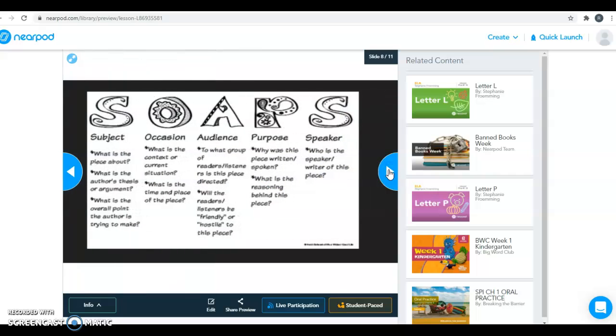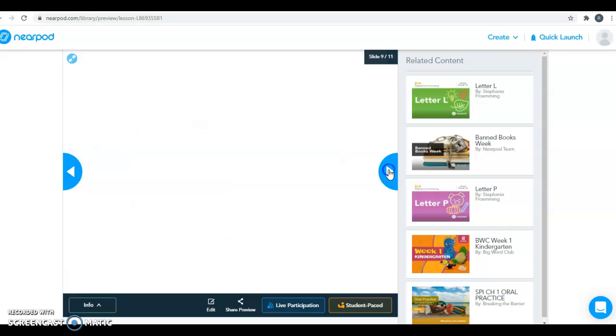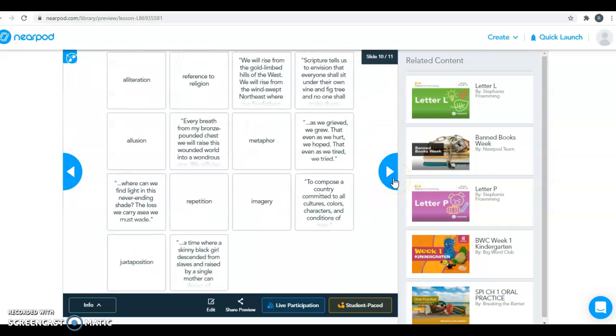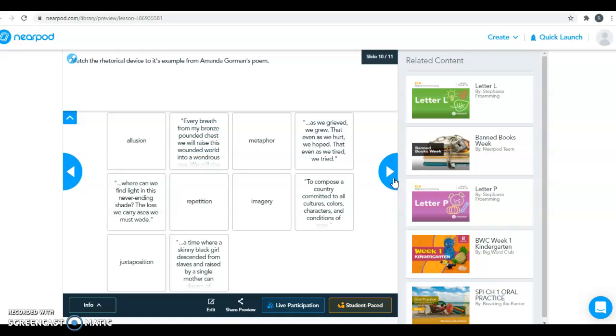And then review of the SOAPS acronym, so subject, occasion, audience, purpose, and speaker. You're going to match the SOAPS criteria to its answer. So who is the speaker? So who is telling the poem? You would find who that is. Subject, what is the piece about? You find the answer to that. And then finally, you are matching the rhetorical devices to the examples from Amanda Gorman's poem. So for like metaphor, you would find the example of a metaphor from her poem.